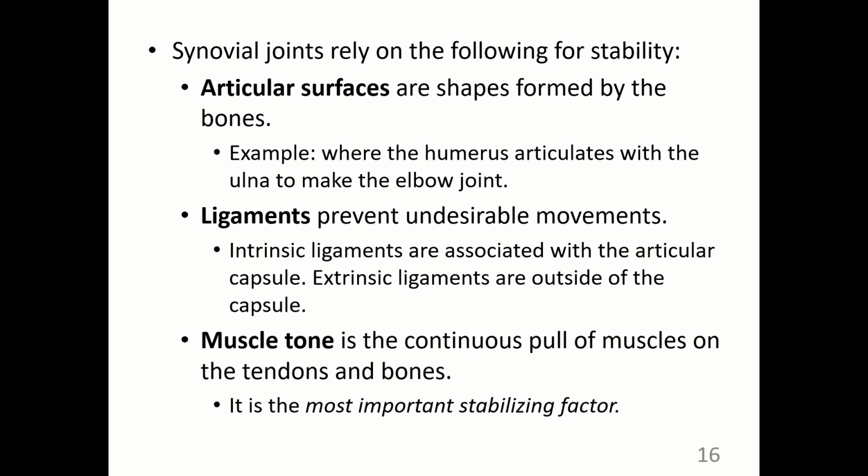Ligaments prevent undesirable movements. Intrinsic ligaments are associated with the articular capsule. Extrinsic ligaments are outside of the capsule. So it's basically like the joint's own ace bandage that will wrap around and help to limit mobility, yet still provide enough to perform the necessary movements. Muscle tone is the continuous pull of muscles on the tendons and the bones. This is actually the most important stabilizing factor.